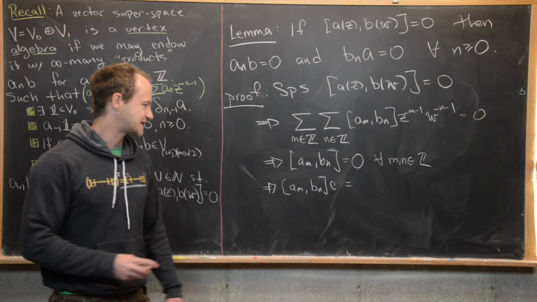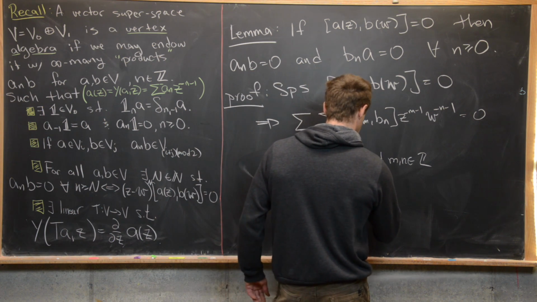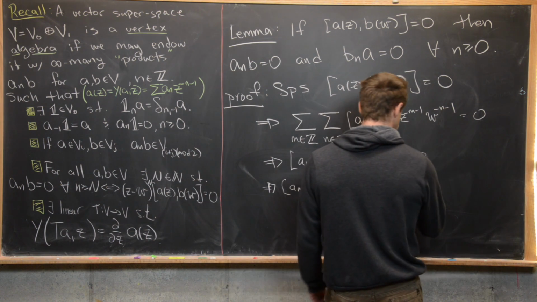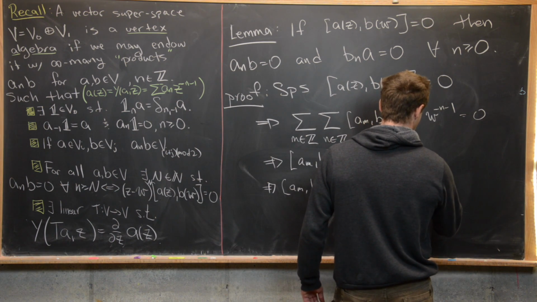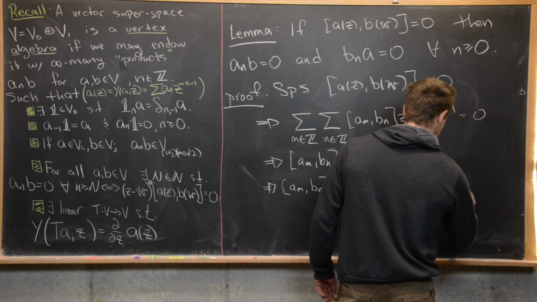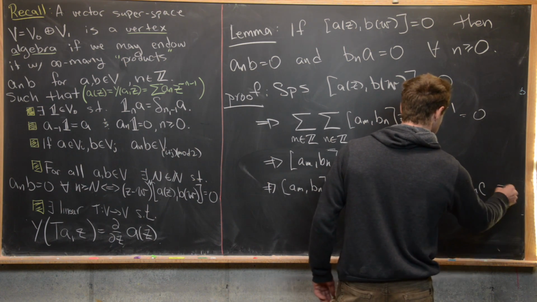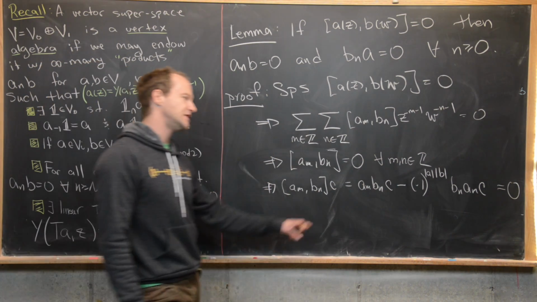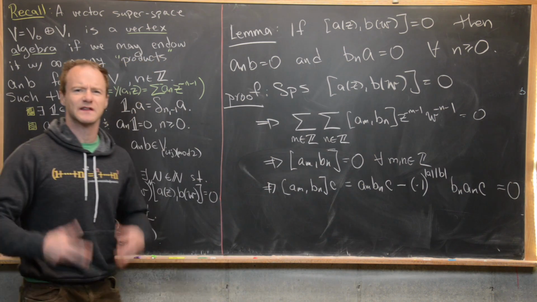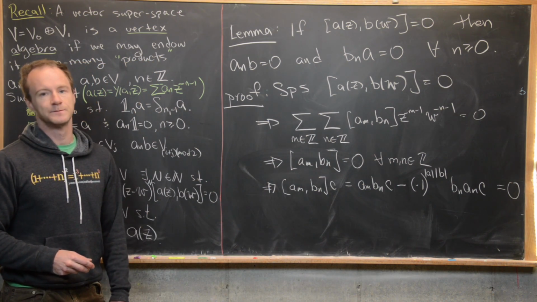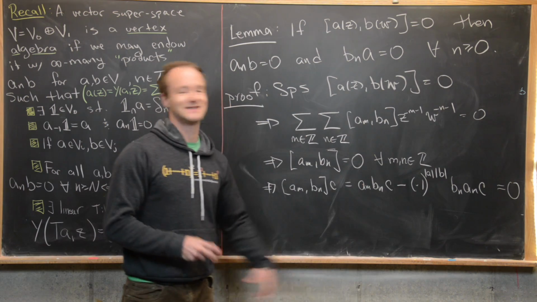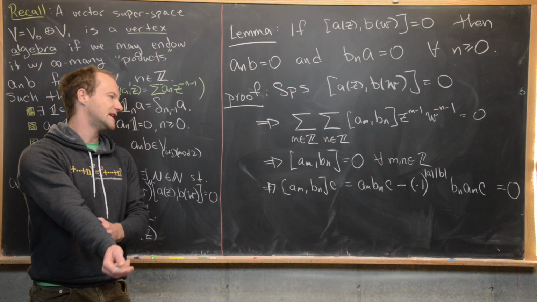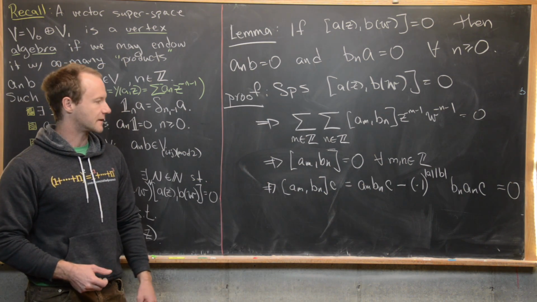But furthermore, we can expand this out to a_m b_n c minus (-1)^(parity of a times parity of b) b_n a_m c. So we have that this is equal to 0. Great. And so notice I haven't used the straight commutator here. I've used something that's sometimes called the super commutator. So if both of these are odd elements, I get an anti-commutator of a_m and b_n. But if one of them is an even element, then I just have the normal commutator there.